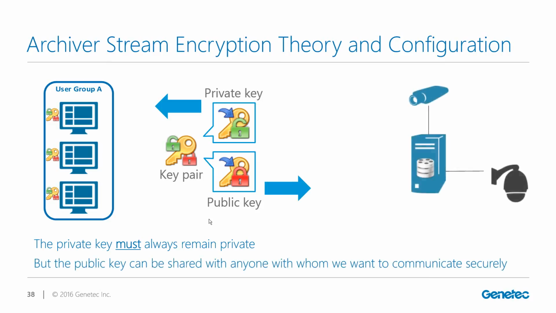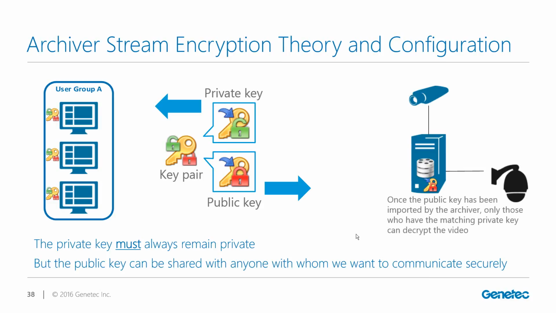The public key, of course, we can give to anybody, so we're sending that out to the archiver. That gets installed on there, and once that's over there, that's being used to actually encode the video. And basically we can do that on a per camera or a per archiver basis, and we just need to make sure that whatever key the camera is using, the clients have the appropriate decryption private key.